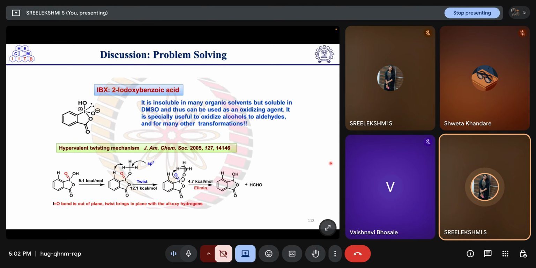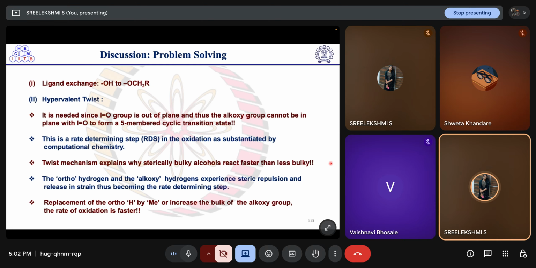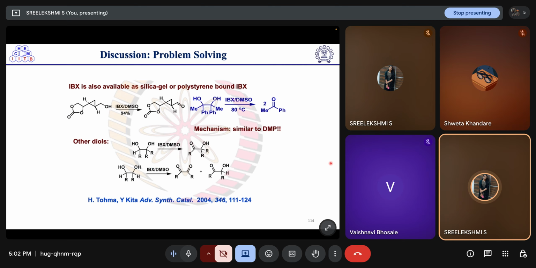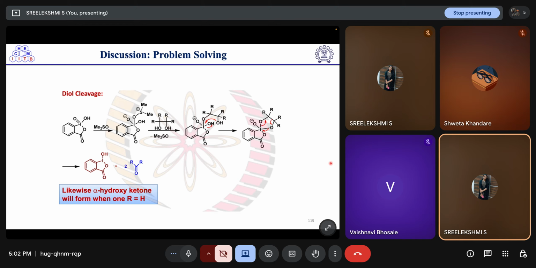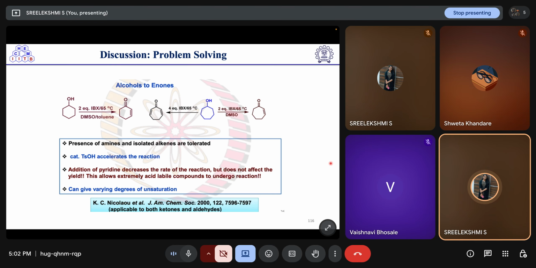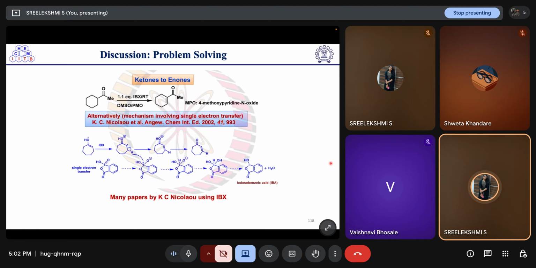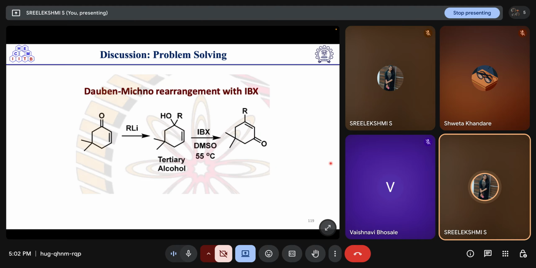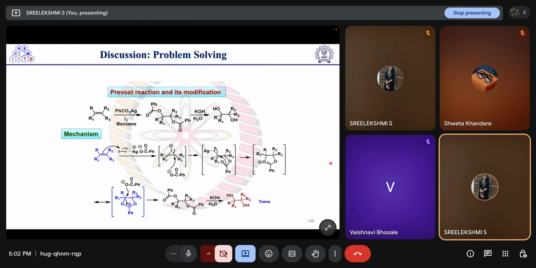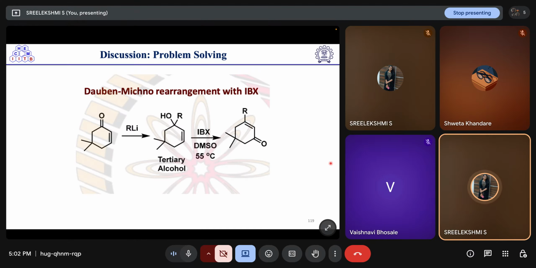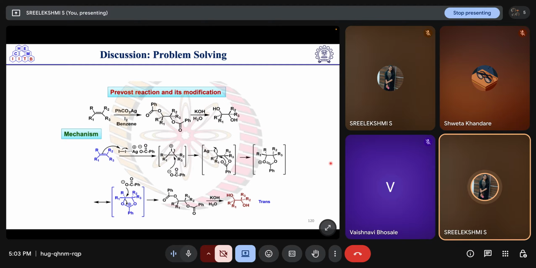Okay, so in the last tutorial session, we have already discussed this week 3 lecture content, which was about iodoxybenzoic acid, how it works, what its mechanism of action is, then different applications like oxidation, diol cleavage, and the conversion of alcohols to enones and its mechanism. So about IBX, we have finished the discussion in the last session. So today we will first discuss this Prevost reaction and its modification.